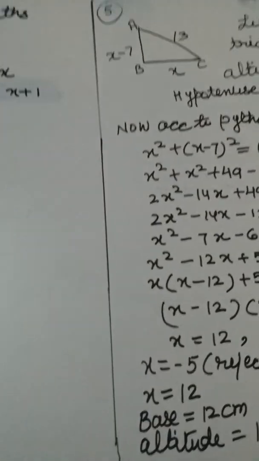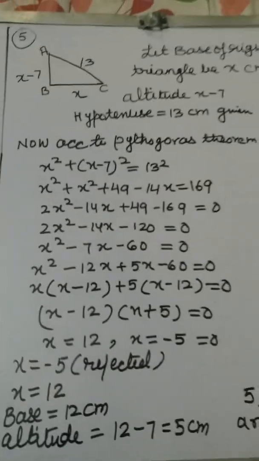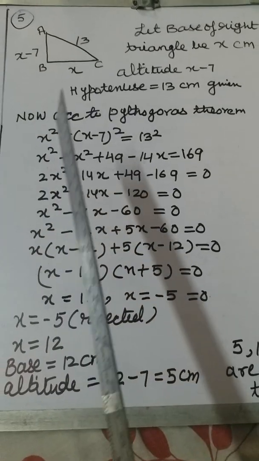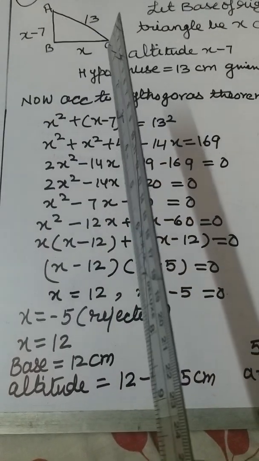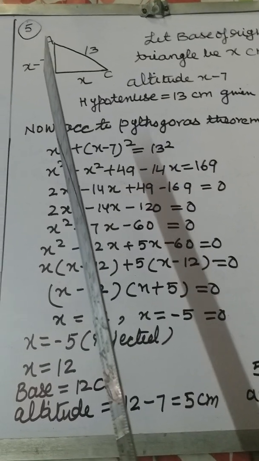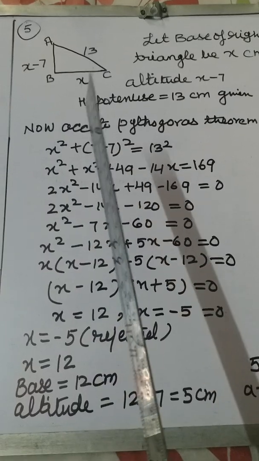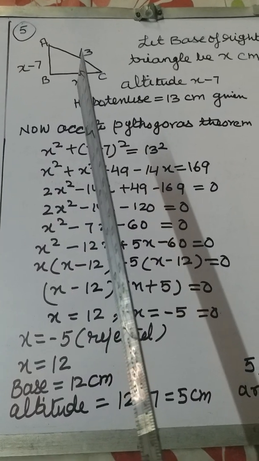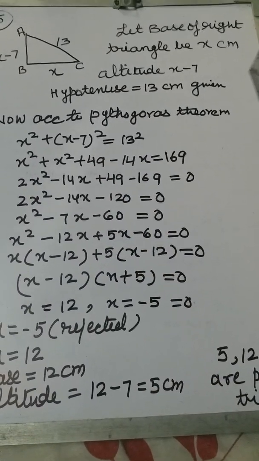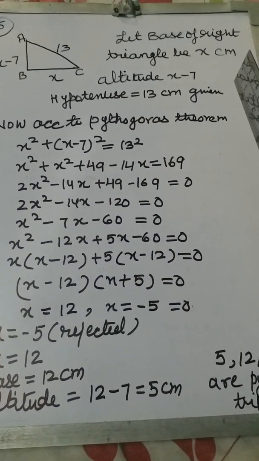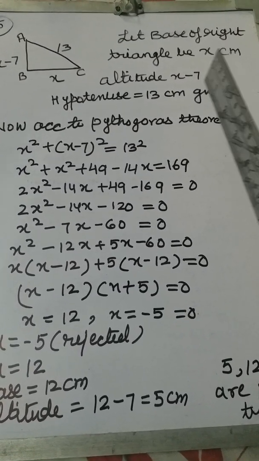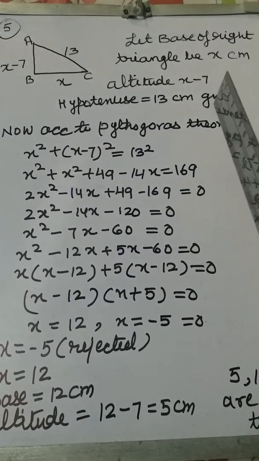Now I am going to explain question number 5. Here in question number 5 it is given that in a right angle triangle, the hypotenuse is 13 centimeter and its perpendicular is 7 centimeter less than its base. Now you have to find out the base and perpendicular. Let the base of the right angle triangle be x centimeter, then the altitude will be x minus 7 centimeter. Hypotenuse is given 13 centimeter.